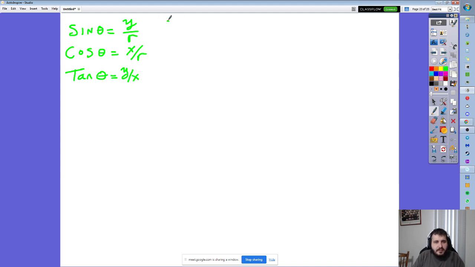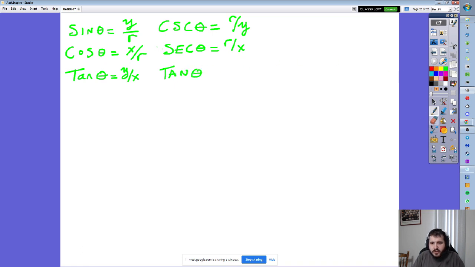And then cosecant. Remember, cosecant is the flip of sine. So if sine is y over r, cosecant is r over y. Secant is the flip of cosine, so that is r over x. And tangent is the flip of cotangent. Let me write the right words down. Tangent and cotangent are flips. So that gives us x over y.